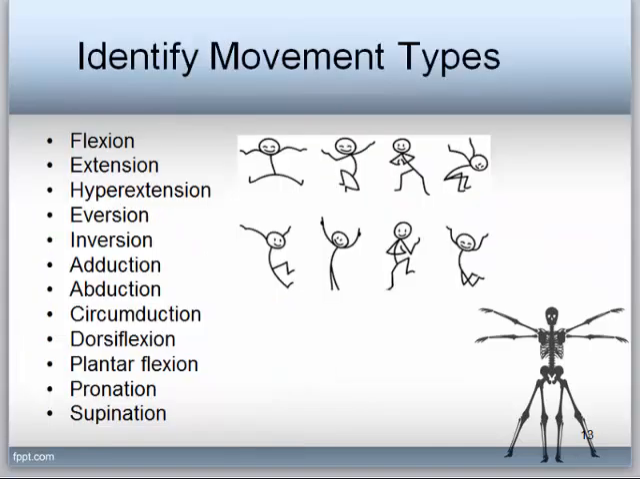This concludes the review of anatomy and physiology for the musculoskeletal system. Here are some movement terms that you should be able to identify and use in your speech as a nurse: flexion, extension, hyperextension, eversion, inversion, adduction, abduction, circumduction, dorsiflexion, plantar flexion, pronation, and supination.